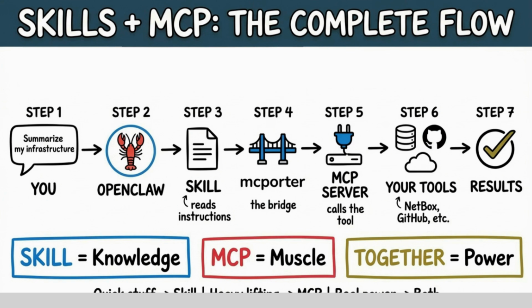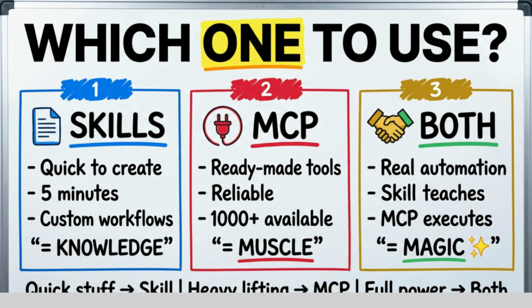So in this setup, the skills provide the knowledge. They tell OpenClaw what tools exist and when to use them, and the MCP provides the muscle. It performs the task reliably. Now the question comes: which one should you use? Here is a simple way to think about it. If you need something quick and custom, write a skill. If you need something powerful and reliable, use an MCP server. If you want serious automation, combine both. Skills provide the knowledge, MCP provides the muscle, and together they create real automation.